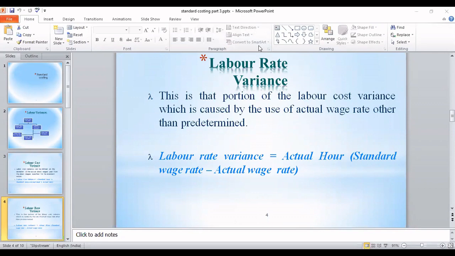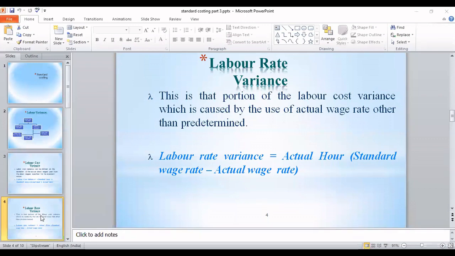As I said, there are two factors responsible. So when you are studying labor rate variance, you have to keep the other factor constant. Now we have two types of other factors, actual hours and standard hours. Which one do we have to take here? We have to keep actual labor hours constant. So the formula comes like this: actual labor hours multiplied by the difference of standard wage rate and actual wage rate. Is this clear, everyone?